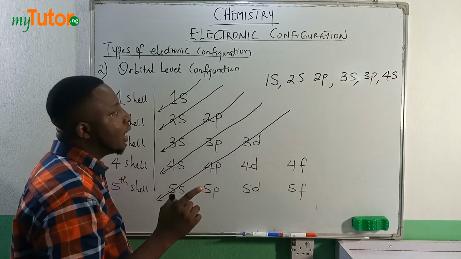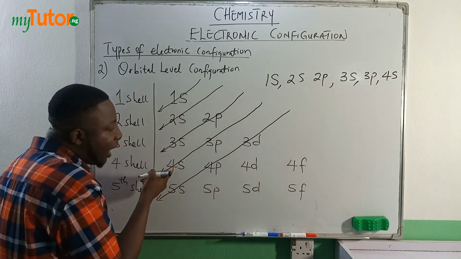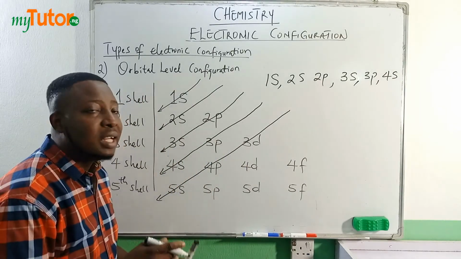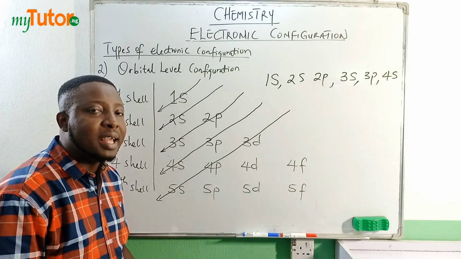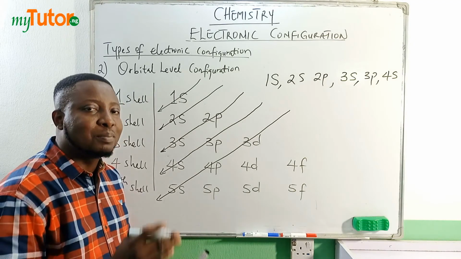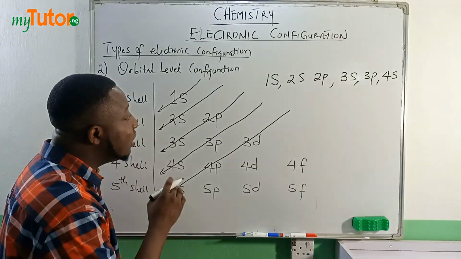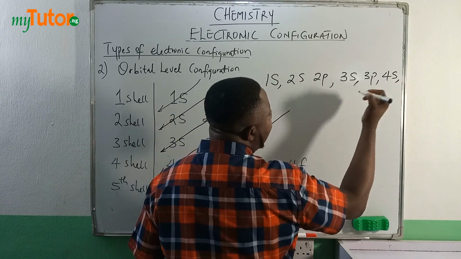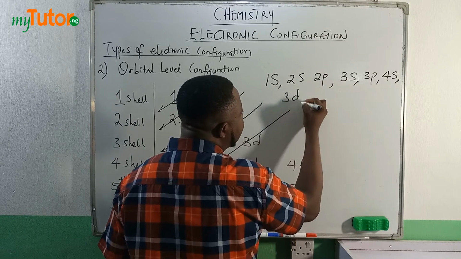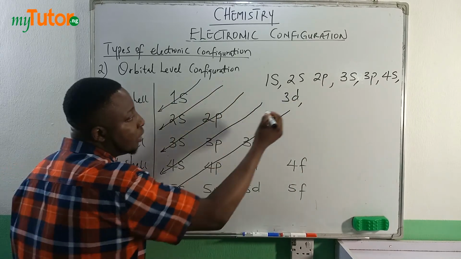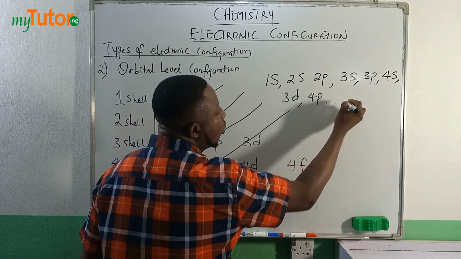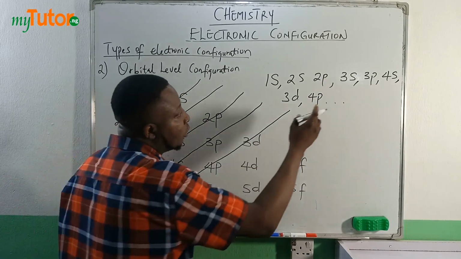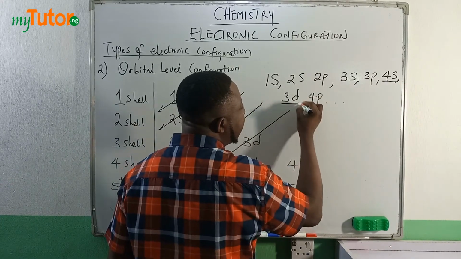Now, if you look at the arrangement, the 4s comes before the 3d orbital, and that is what we call energy crossing, whereby a lower energy level comes before a higher energy level. So after 4s, we will now have the 3d orbital. So after 4s comes the 3d orbital before the 4p orbital, and so on. So there is an energy crossing occurring at 4s and 3d.